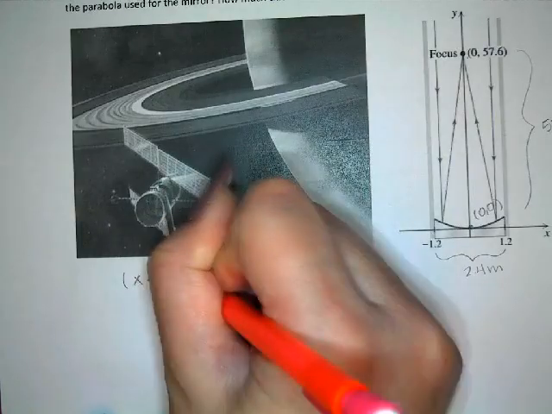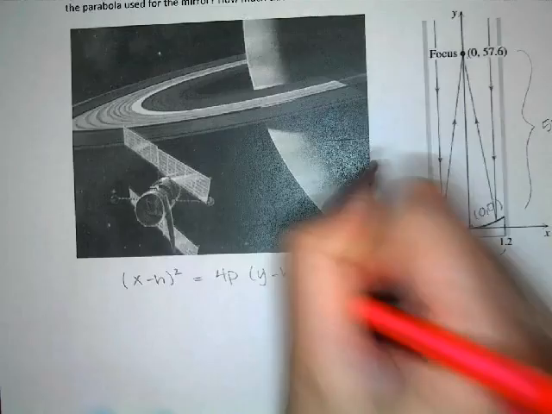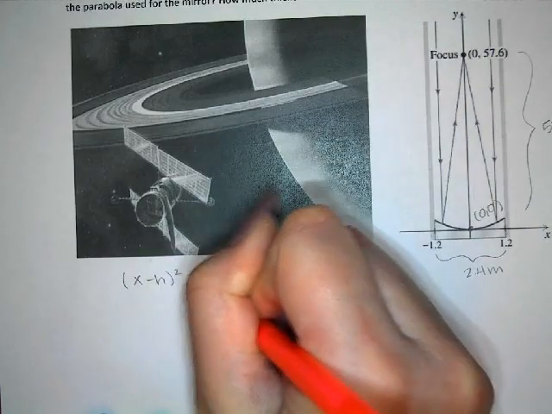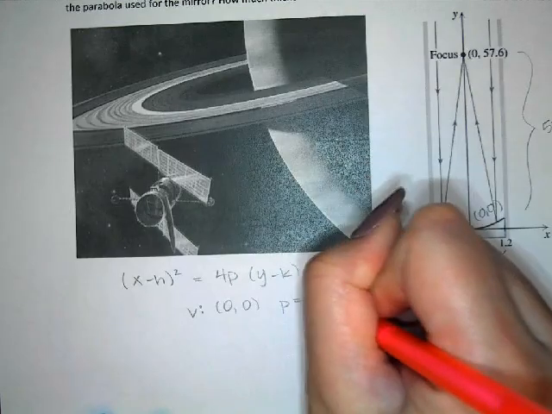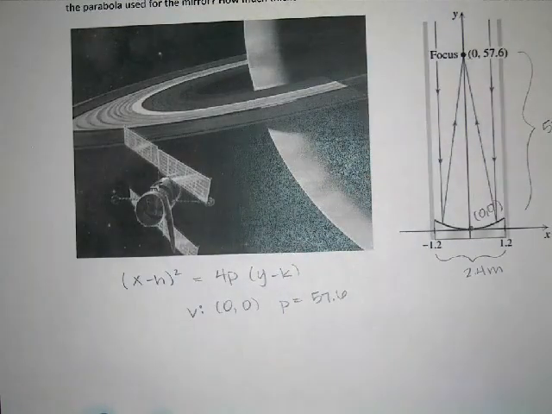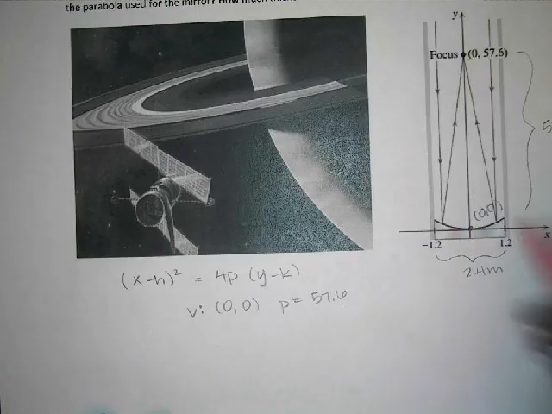So the first thing they want us to do is find the equation. What is the equation of the parabola used for the mirror? And this is the mirror right here. Okay, so I'm going to go ahead and just plug all this information in. So we have x minus 0 squared equals 4 times 57.6. I'll figure out what that is. Y minus 0.